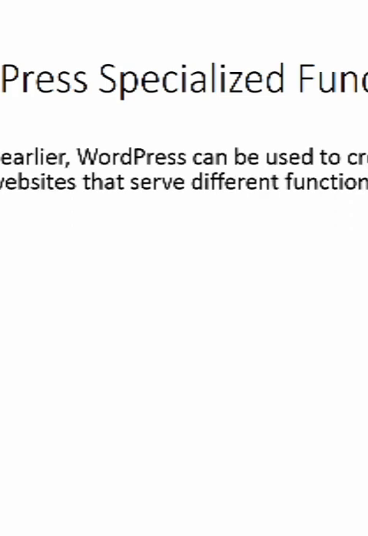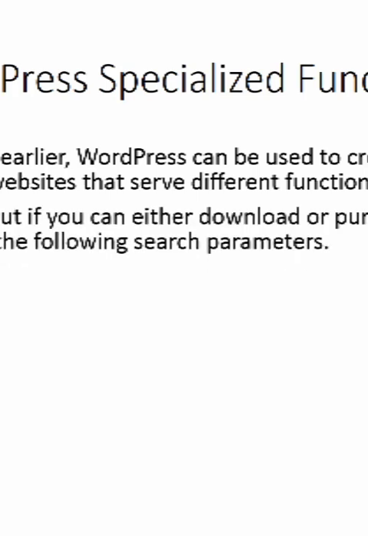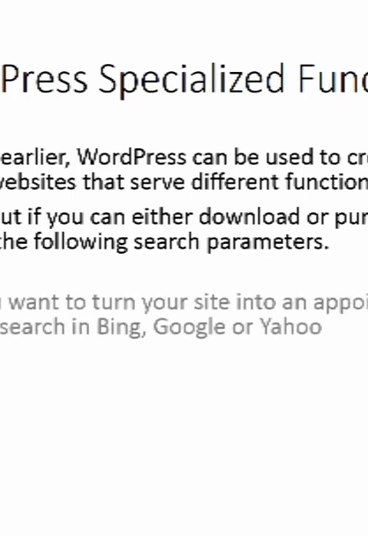Welcome back. Now, in this video, we're going to be discussing some of the specialized functions inside of WordPress. As was mentioned earlier, WordPress can be used to create a number of different kinds of websites that serve different functions for you. In order to figure out if you can download or purchase a solution, you'll want to use the following search parameters.